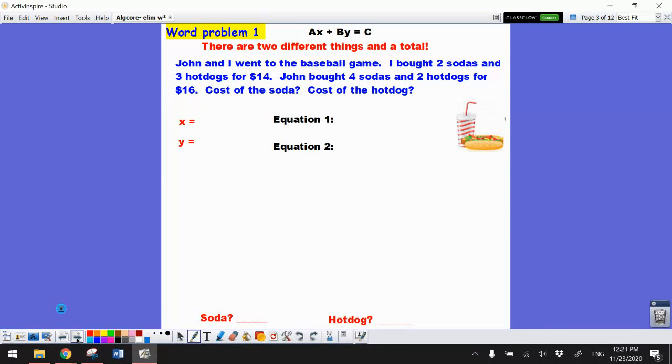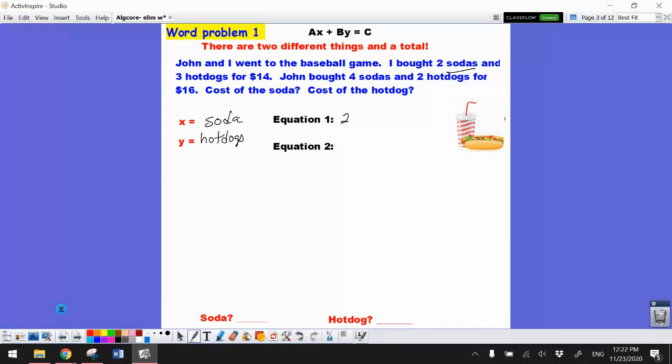Okay, so let's think about what 2 things I'm buying and the order they're in. So the first thing I see is sodas. So that's going to be my x. And the second thing I'm buying is hot dogs. And that's my y.